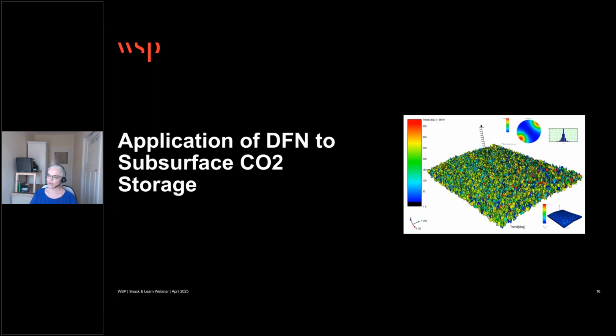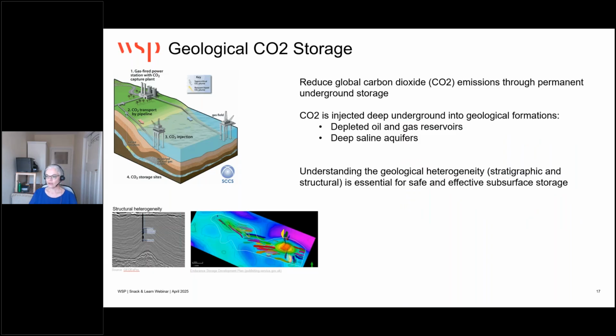So next, we're going to explore how DFN modeling can be applied to CO2 storage. Geological CO2 storage is a process designed to reduce carbon dioxide emissions. It involves capturing CO2 and storing it safely underground. Most commonly, the CO2 is injected into depleted oil and gas reservoirs, which typically have large quantities of subsurface data available to use in the models of both the reservoir and the cap rock.